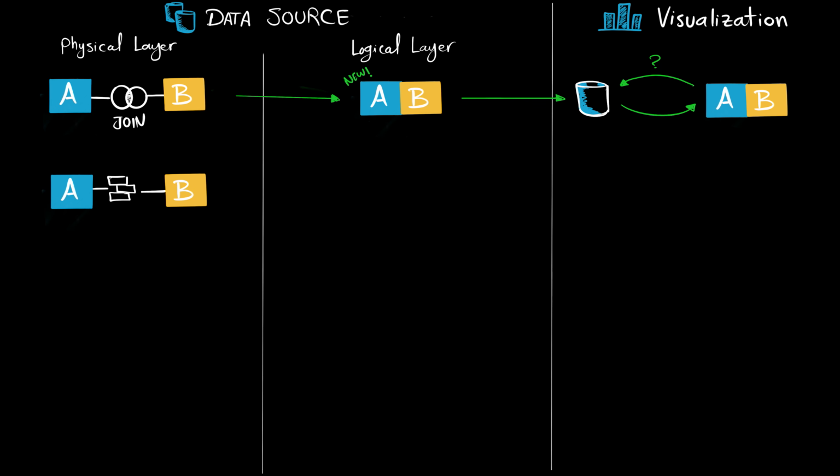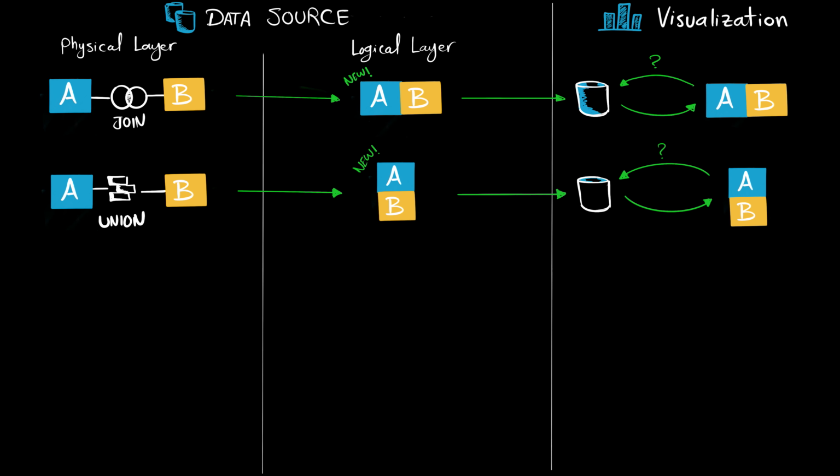And same thing for the union: you can create it at the physical layer from two tables, and they're going to create as well a completely new table where the rows of both tables are combined. And at the visualization, Tableau is going to send a query to the data source, and the data source is going to get the data from the logical layer.